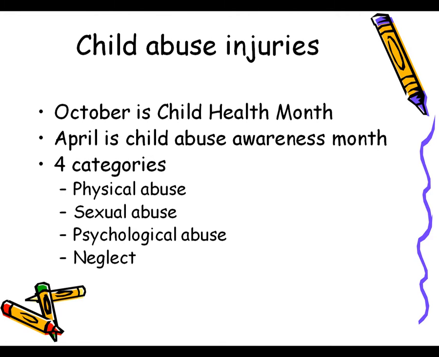And on child abuse, remember the fracture. It's usually that spiral fracture that you usually see in the musculoskeletal injuries for child abuse. But look on page 1146, and there's some more information about that for you. So there are 4 categories: physical abuse, sexual abuse, psychological, and neglect.